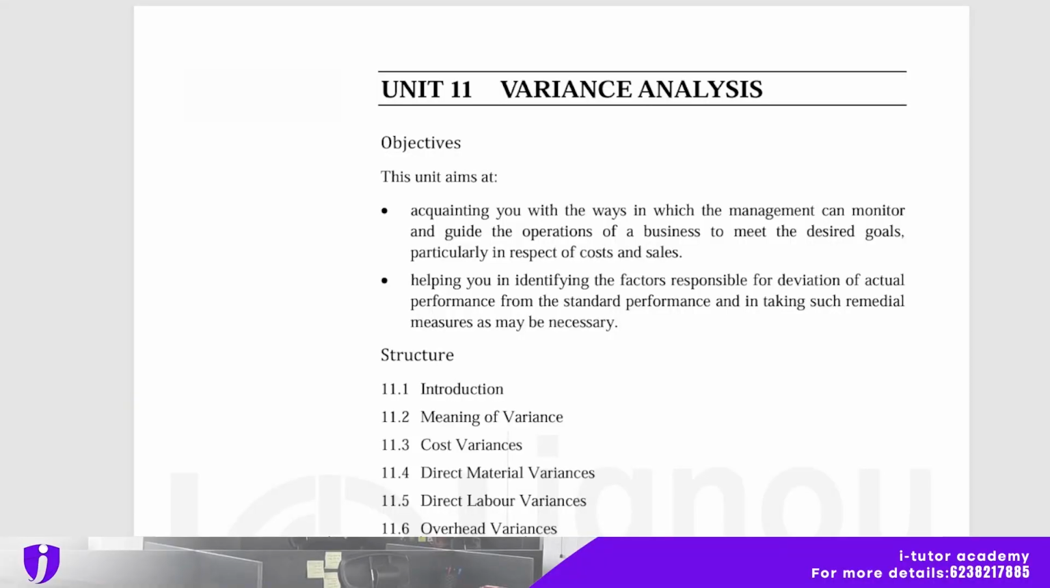In today's session, we will start with Unit 11, that is Variance Analysis of MMPC 004. So let's see the objectives of this chapter. This unit aims at acquainting you with the ways in which the management can monitor and guide the operations of a business to meet the desired goals, particularly in respect of cost and sales, helping you in identifying the factors responsible for deviation of actual performance from the standard performance and in taking such remedial measures as may be necessary.